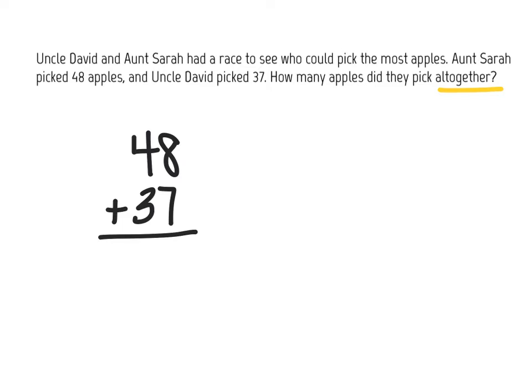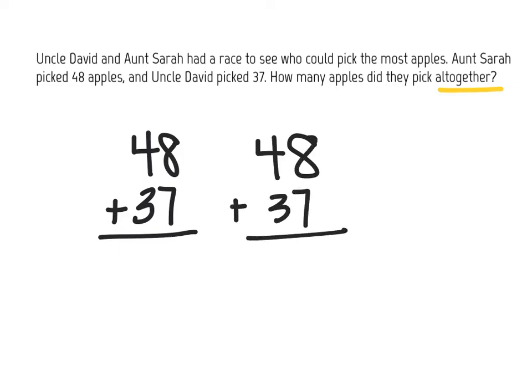All right, so I'm going to do my equation 3 times, because I'm going to show each of the methods how to solve this equation with each of our 3 methods. We have 4 methods, but I'm going to kind of combine 2 of them into one here in the first equation. So 48 plus 37.